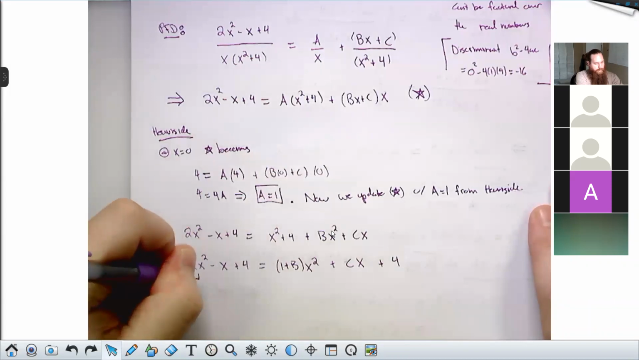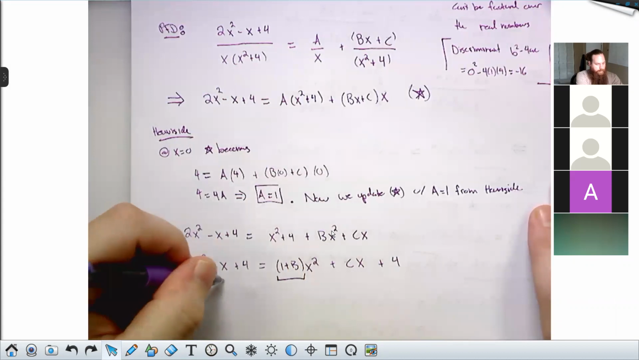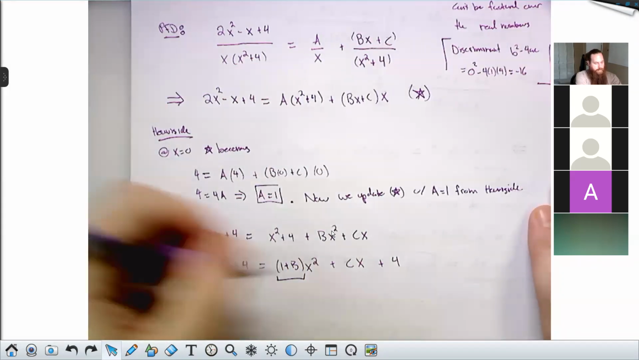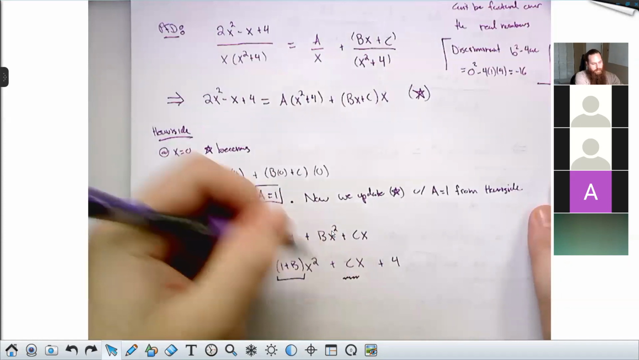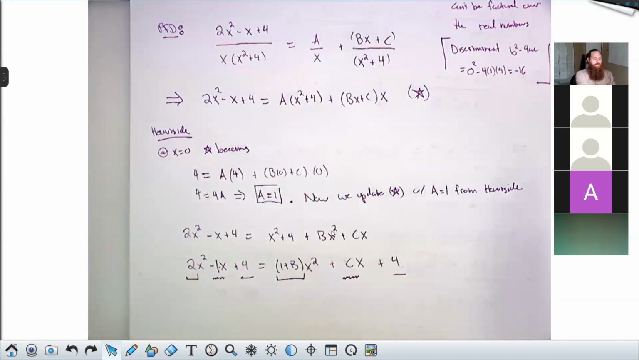So 2 has to be equal to 1 plus b. Negative 1, right? Because that's really what this is. It's negative 1 times x. Has to be equal to c. And of course, 4 is equal to 4. So are we comfy up to here?